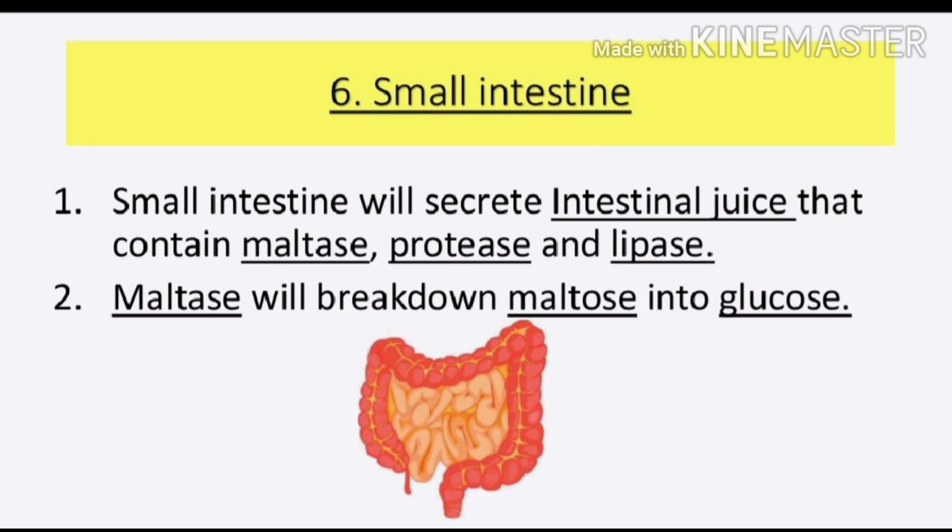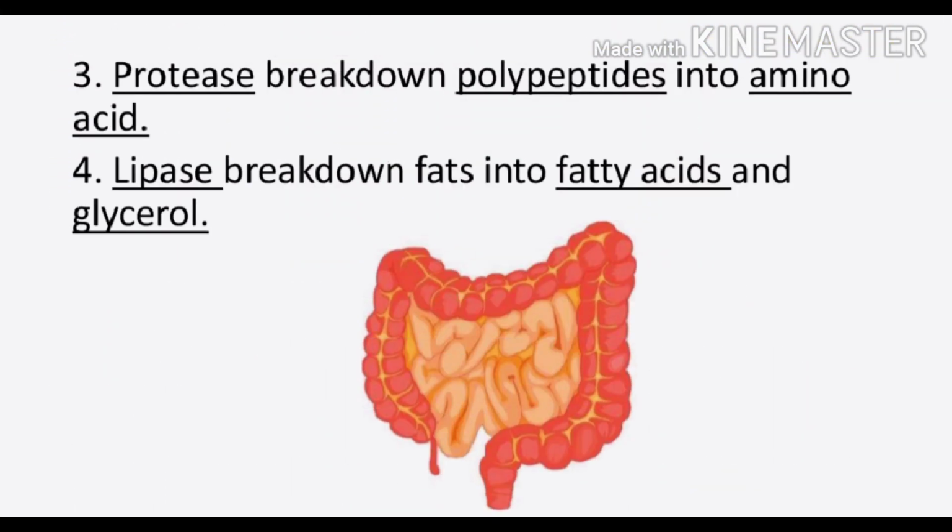Dear students, the most important part of the human digestive system, that is small intestine. Small intestine is the main region where digestion and absorption of food occurs. Small intestine will secrete intestinal juice that contains maltase, protease and lipase. Maltase will break down maltose into glucose. Protease breaks down polypeptide into amino acids, and lipase breaks down fats into fatty acids and glycerol. You see in the diagram.